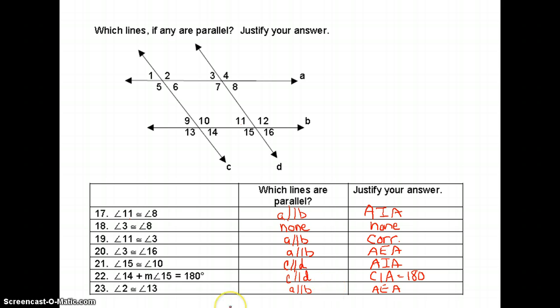If it helps you when you're doing these problems, what you might want to do is go ahead and identify the transversal you're talking about. 2 and 13 are both on this transversal. Therefore, the two lines we would be talking about are A and B. It's very important to be able to do that.